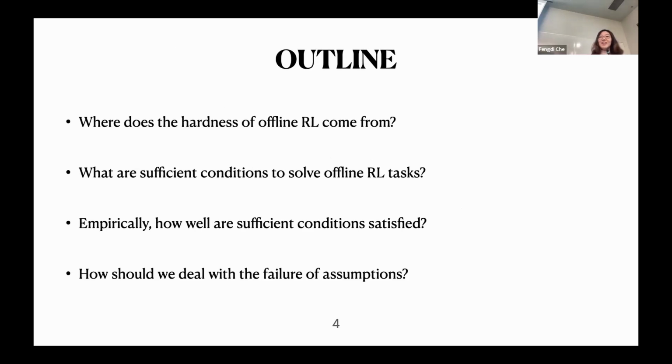So that's the plan today. First, we will look at some counterexamples which are not solvable by offline RL algorithms, so that we can understand the challenges. Then we want to know what could be the sufficient conditions to solve offline tasks. Then let's check how well those conditions are satisfied, and consider what we should do when those conditions are not satisfied.